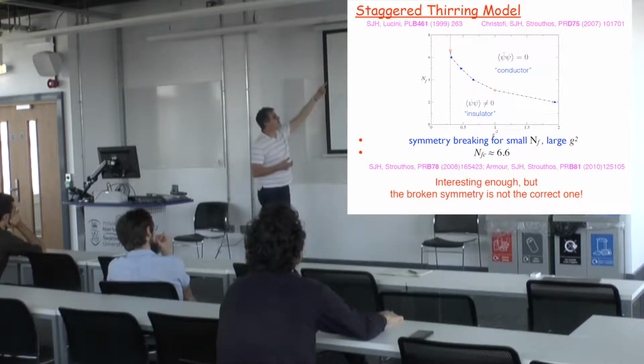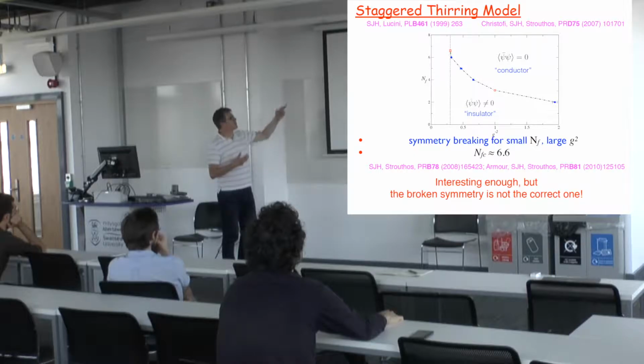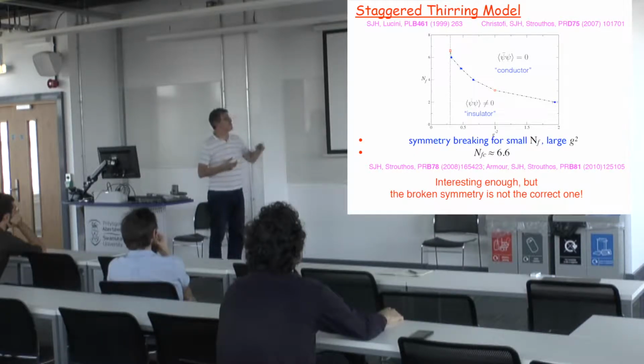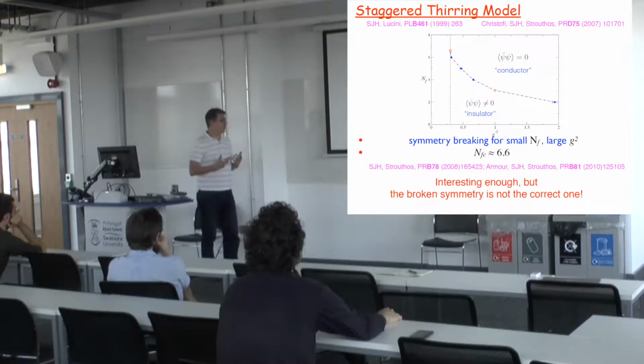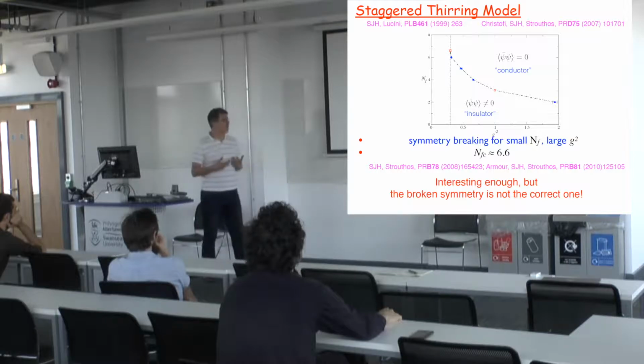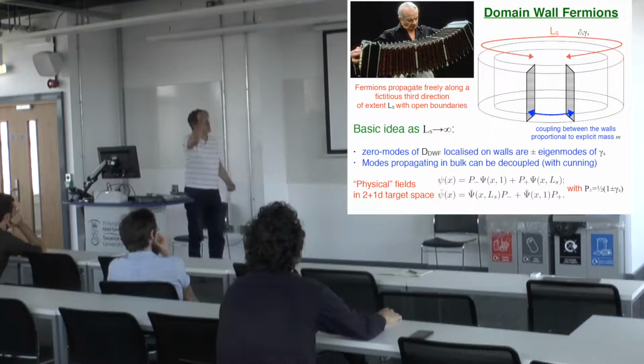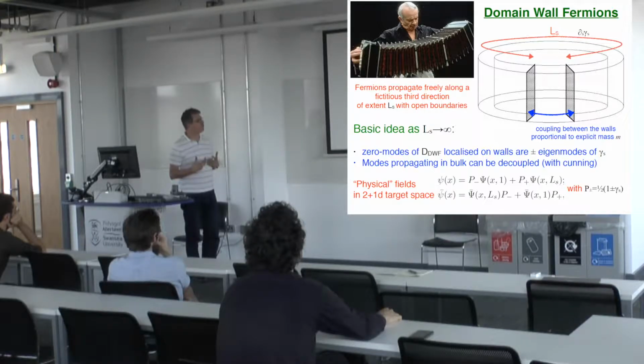In fact, as you'll see, this is not new work. This work was done when the director of SA2C was a PhD student. It's an interesting result, but it's not the correct one because the model I'm using, the so-called staggered model, doesn't have the correct symmetries. So what I've been trying to do in recent years is build a model which has the correct symmetries, and I'm using something called domain wall fermions.